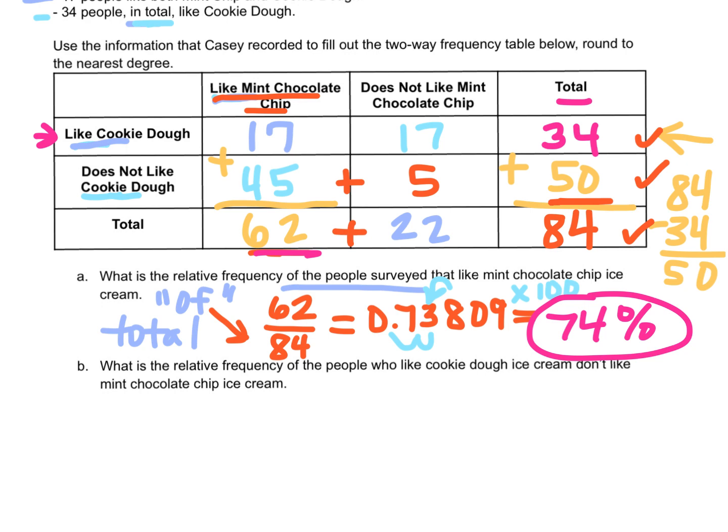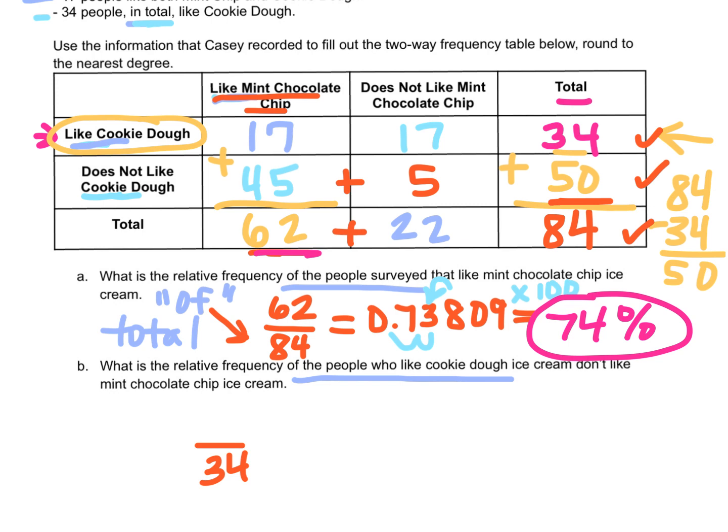All right, next one. What is the relative frequency of people who like cookie dough ice cream that don't like mint chocolate chip? Okay, so again, the of is our total, so that's going to be our denominator. So the relative frequency of people who like cookie dough ice cream. So now I'm just focused on the people who like cookie dough ice cream. So that total right there. So 34 is the total of the people who like cookie dough ice cream.